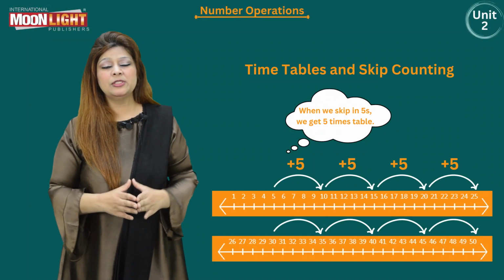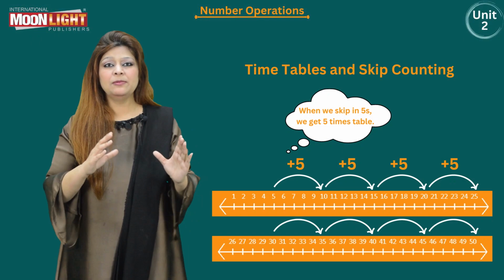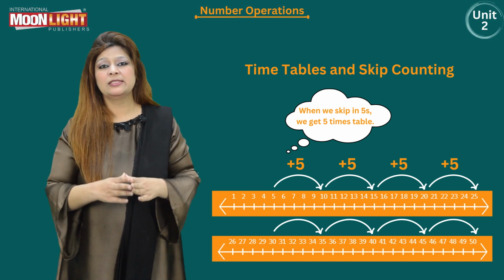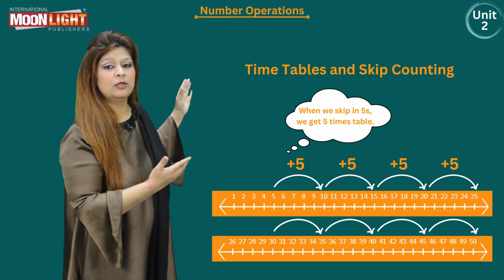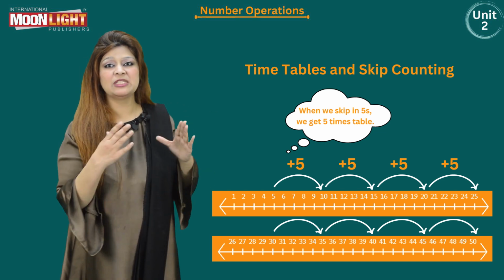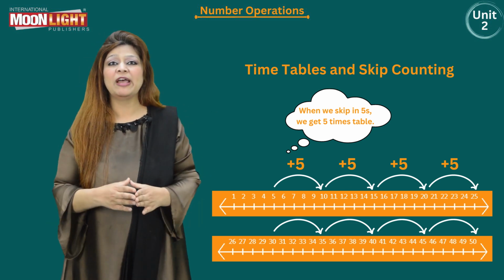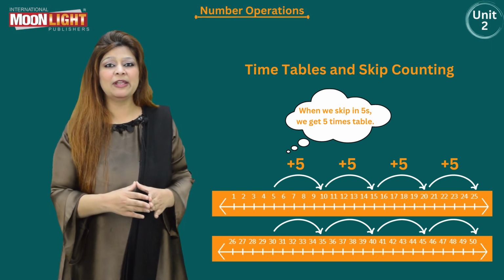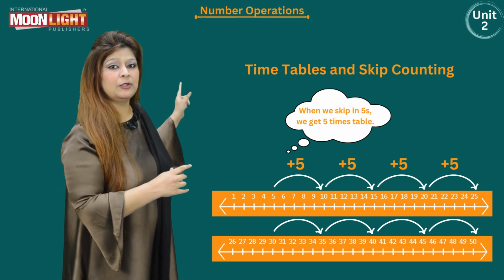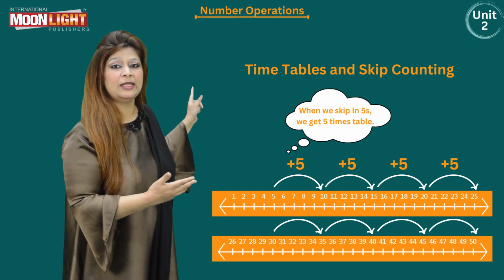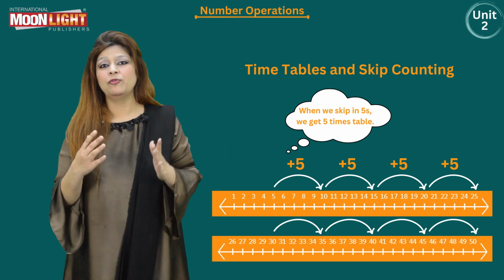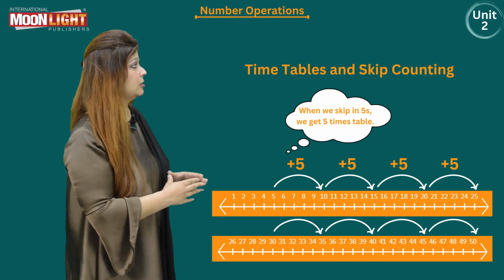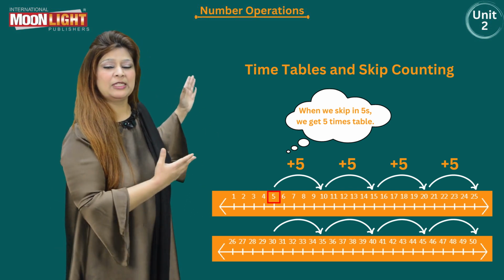Well, my dear students, I just want to tell you that timetable and skip counting is same. You can check on your screen, there is a number line given. On this number line, when we skip count in 5s, we get 5 timetable. How do we get 5 timetable? The number line is starting from the number 1 till the number 40. So you can check on your screen, 5 is here.